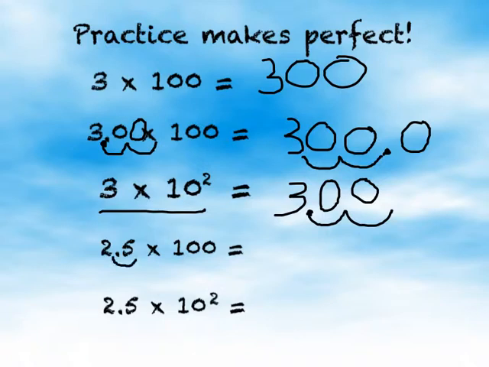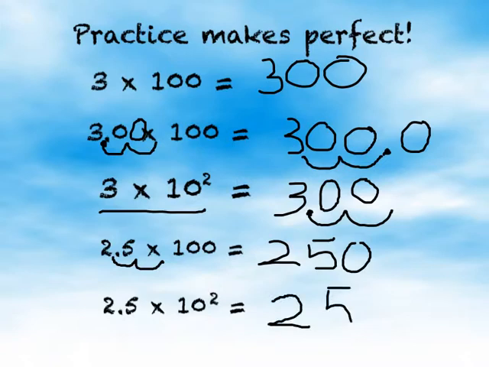2.5 times 100, we would also move the decimal place to the right 2 times and fill it in with zeros. So 2.5 times 100 is 250. 2.5 times 10 to the second power is the same thing. 10 to the second power is 100. So 2.5 times 10 to the second power is 250.